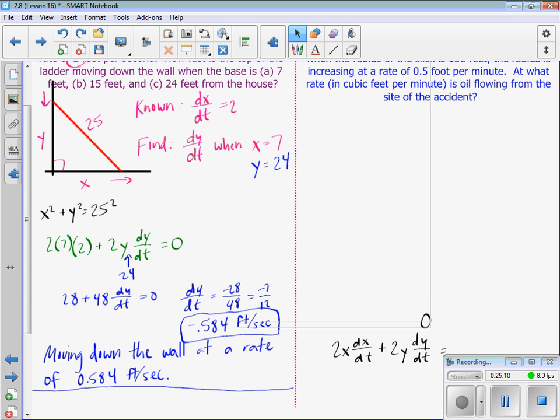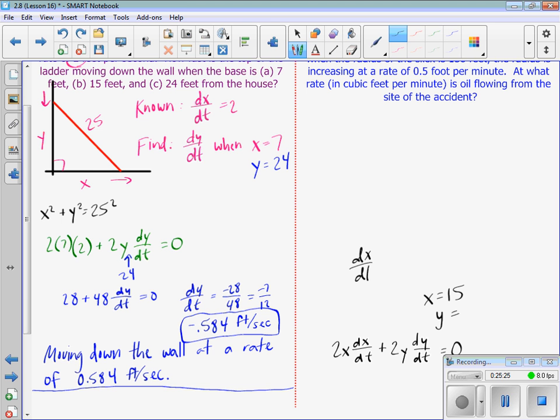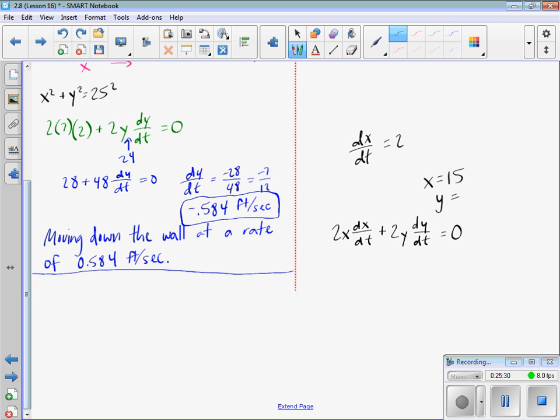Okay, so you're still using this derivative, and then we're using when my x is what for this one? 15. Can you find what your y equals when x is 15? Yeah, and you're still using the dx dt is equal to 2, right? And then go ahead and solve for dy dt. So see what you get for part B, and then we'll write the answer here and compare.